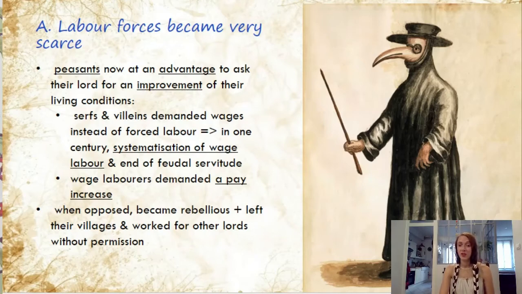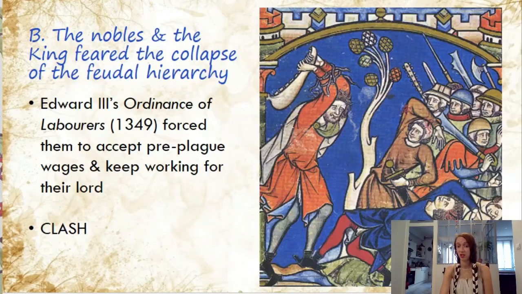When opposed, they became rebellious. They said, like, what the hell, you know, give me what I want, because you don't have much of a choice. I don't see people lining up to be employed. So when opposed, they became rebellious, and they left their villages and worked for other lords, even though they didn't necessarily have permission to do that, but they were in a good position to just take that permission.